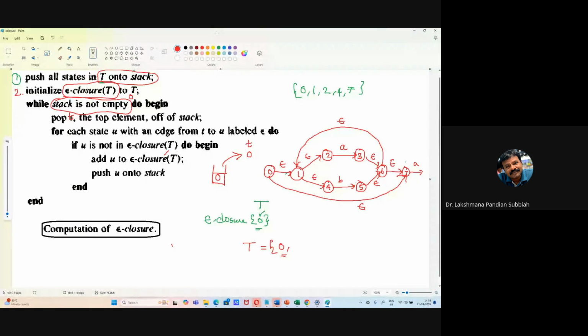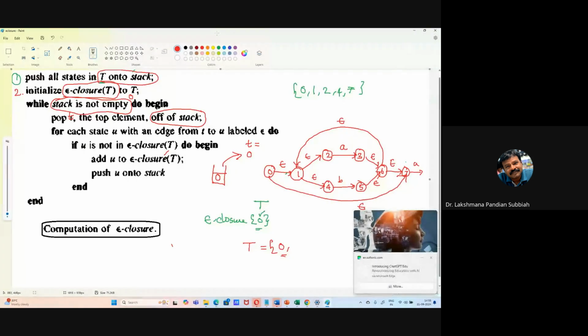0 is T. Now, T is the top element of the stack, so you have to remove the 0 from the stack. You are taking that element as T, so T equals 0. Now the stack is empty and T equals 0.